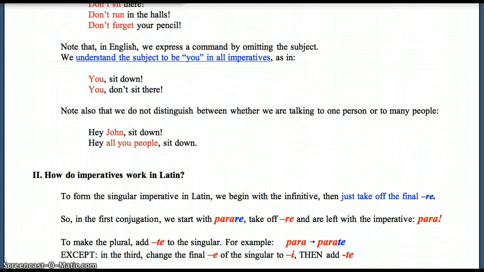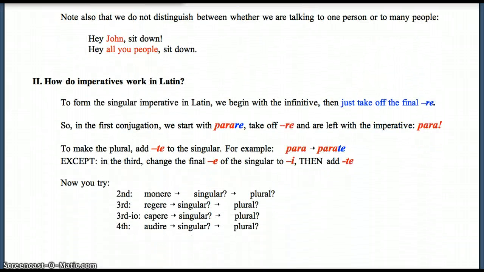Note also that we don't distinguish whether we're talking to one person or to many people. So I could be saying, hey John, sit down. There's only one John, sit down. Hey all you people. All you people could be 2, it could be 3, it could be 600. We still say in each one, sit down. Absolutely the same.